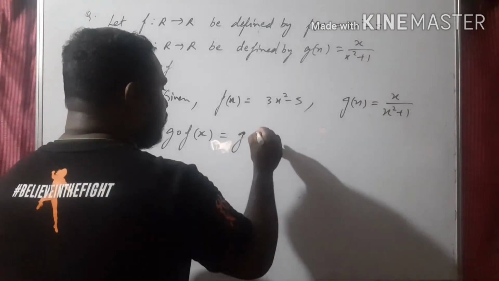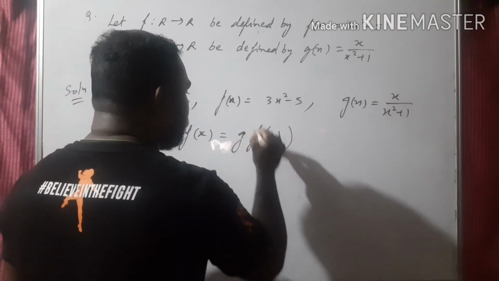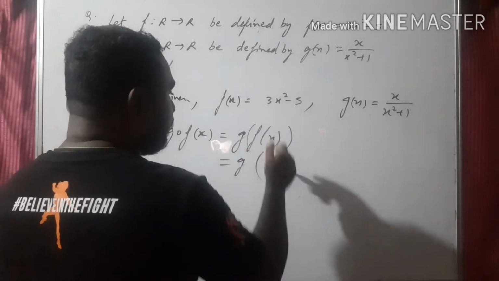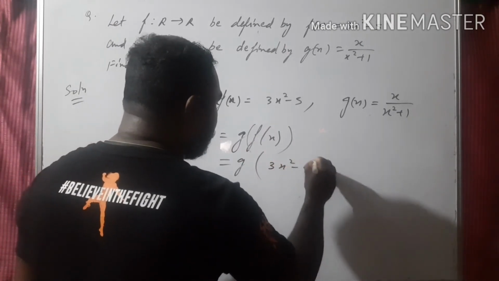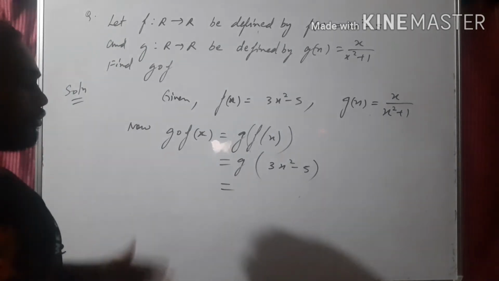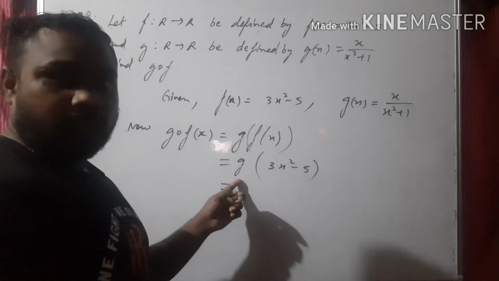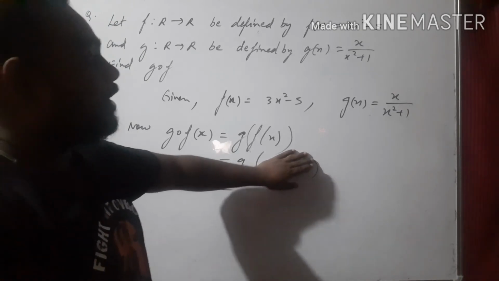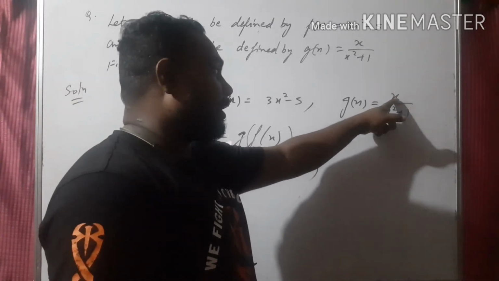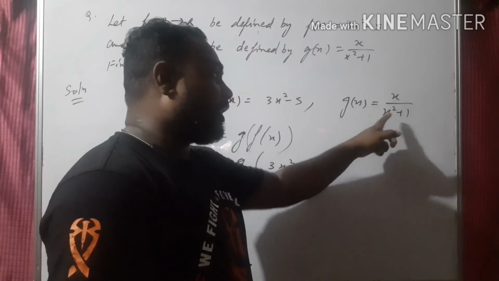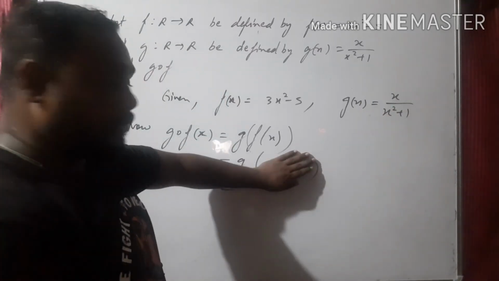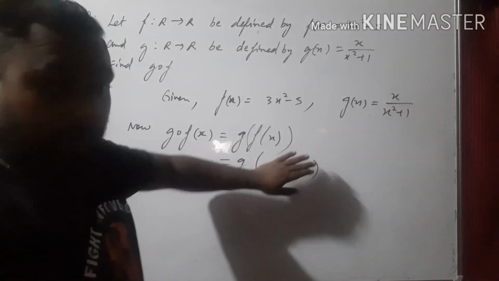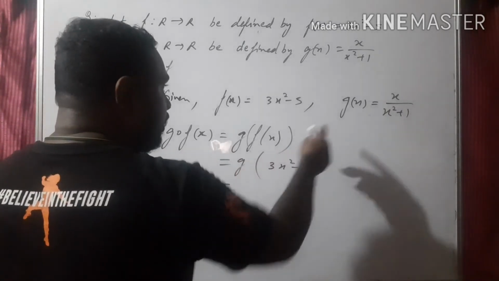Now g of f of x, I can write, and it will be equal to g of f(x). I have the function 3x^2 - 5. Now I will have to apply the g function, isn't it? So whatever is inside I will consider as x, and wherever it is x in the function g(x), there I will put this value. In place of x, here I will put this expression.